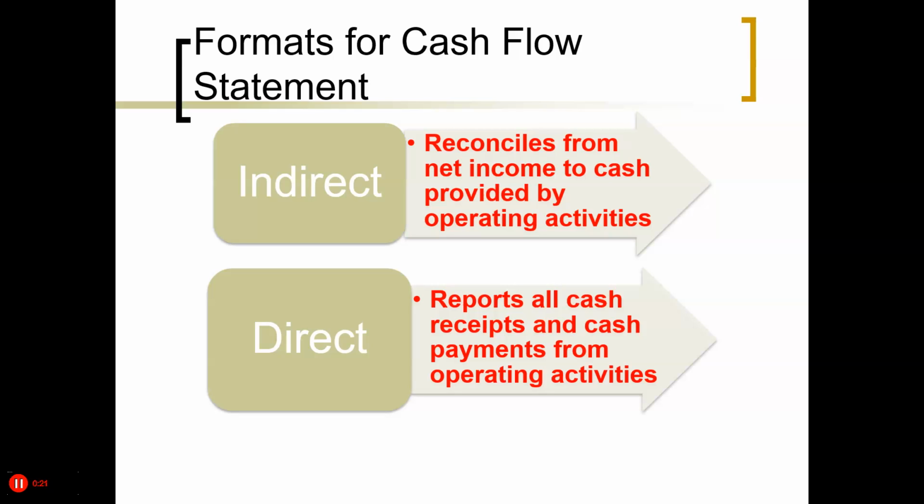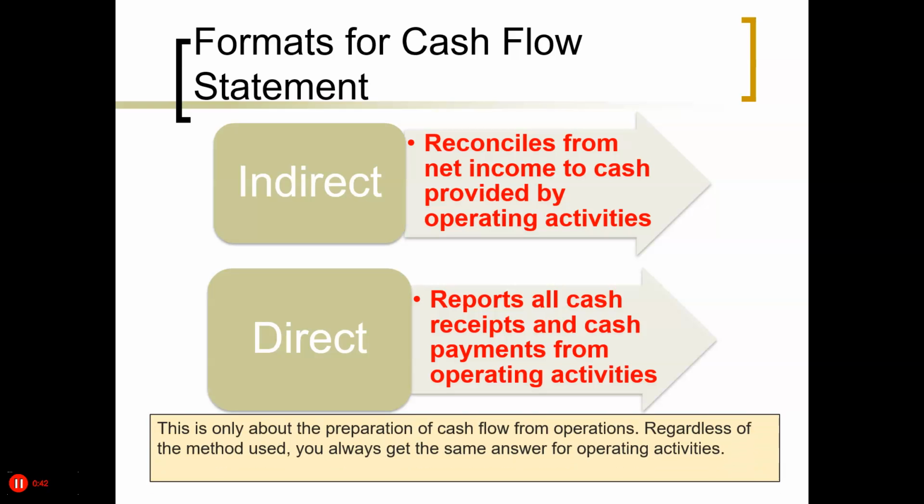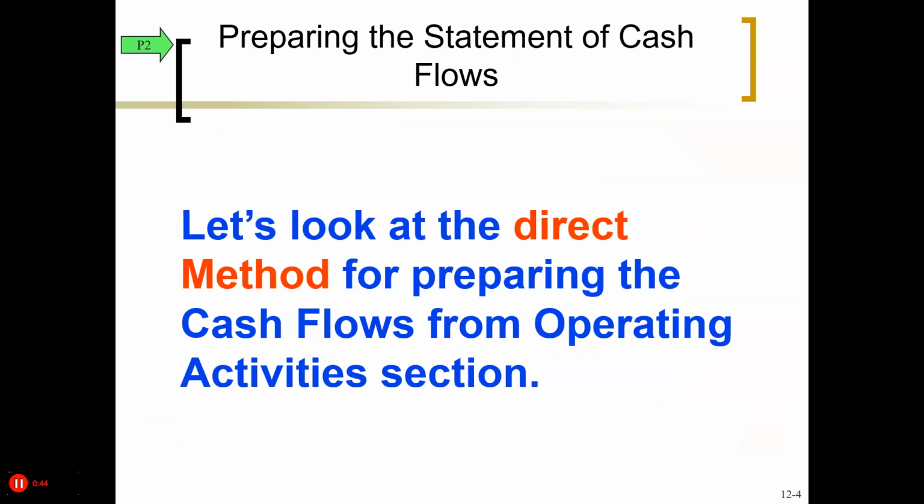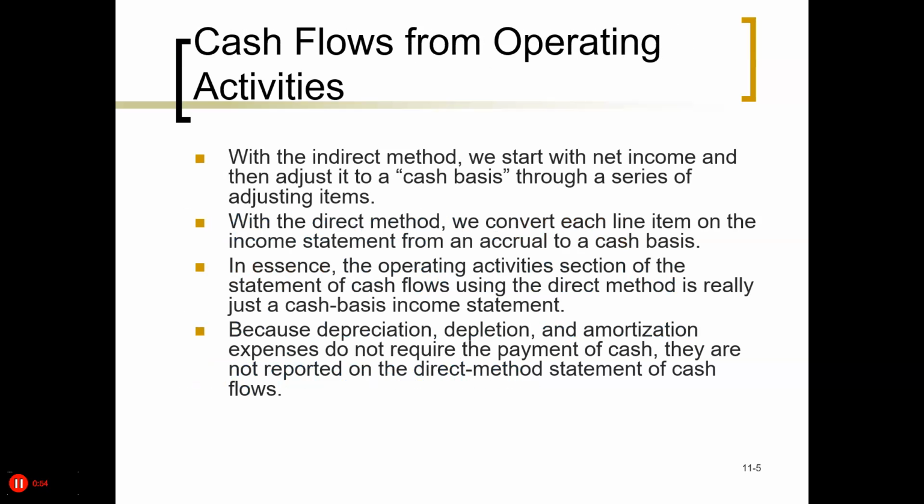So again, the statement of cash flow, you can either use the indirect method, which we reconcile net income to provide operating activities. And now we're going to cover the direct method, which reports all cash receipts and cash payments from operations. So again, regardless of which method you use, you always get the same answer. So now let's take a look at the preparation of the cash flow using the direct method. And remember, this only affects operating activities.